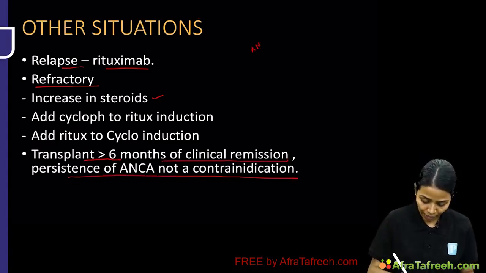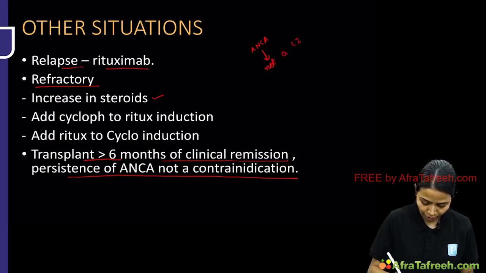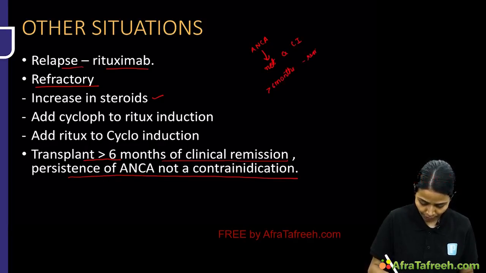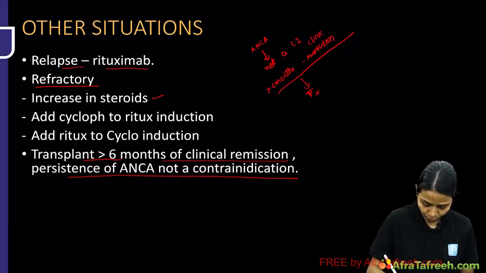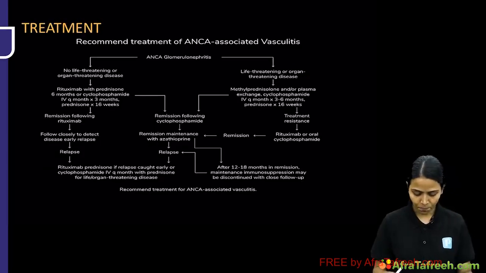Okay, if ANCA is persisting, it is not a contraindication, and with more than 6 months of clinical remission, then you can consider transplant. Clinical remission alone is required. Okay. Now, this is the entire flow chart.